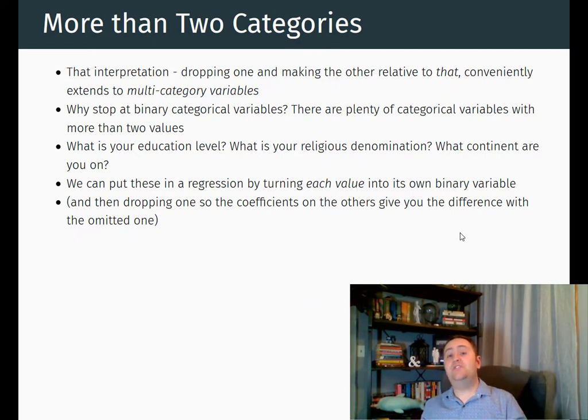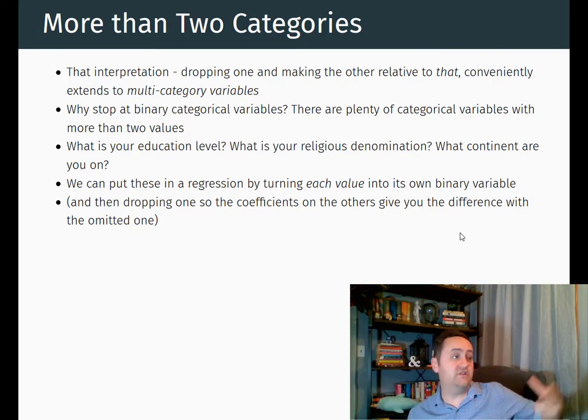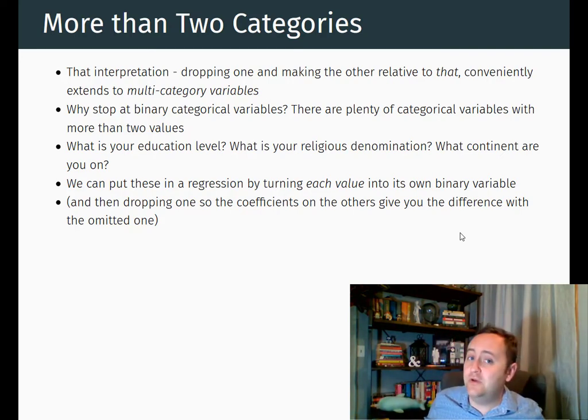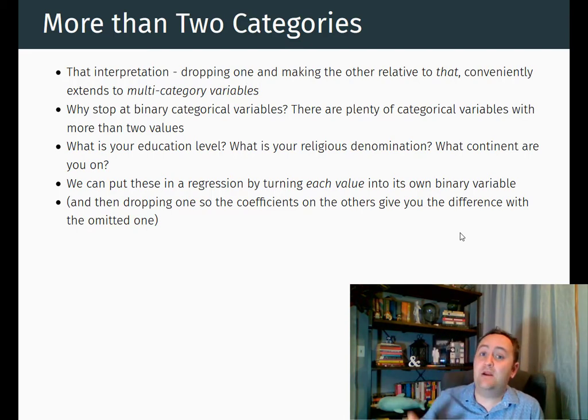So there can be more than two categories in a variable, right? Married and non-married is one thing, but what if we wanted to compare married, non-married, divorced, widowed? There's lots of different categories that you can be. Well, it turns out that we're going to do that with binary variables as well. It just means that we're going to have a different binary variable for each of those different values.